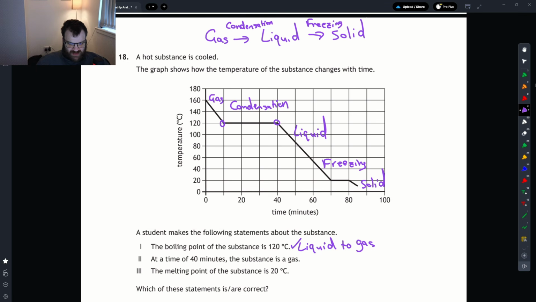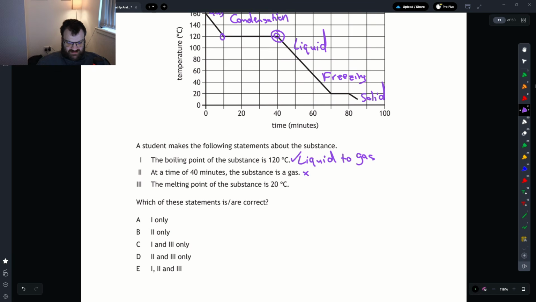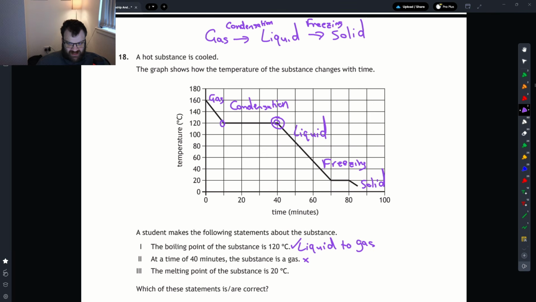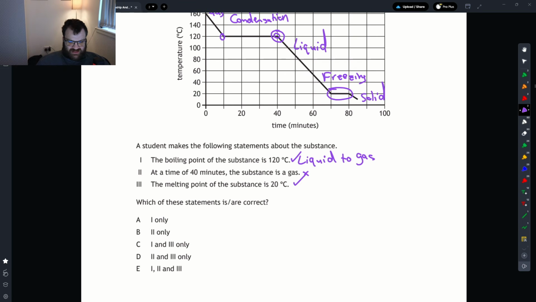At time of 40, the substance is a gas. Well, no, because it's the liquid starting to turn into a gas. So that's not looking good to me. And then the melting point is the point at which it turns from a solid to a liquid, or liquid to solid. That's going to be here. That is at 20. That to me is... Where have we gone? C.